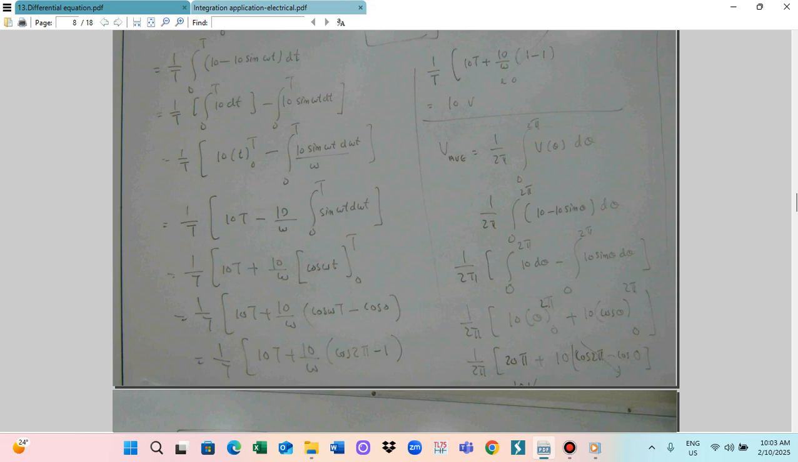So only 10 is left. Put a 2 pi here, so this becomes 20 pi. So 20 pi divided by 2 pi, you get 10 volt. So this is for the integration, and you got the same magnitude. This is for the average value, every value we calculate. Another one is that we also have to calculate the RMS value. So V RMS.